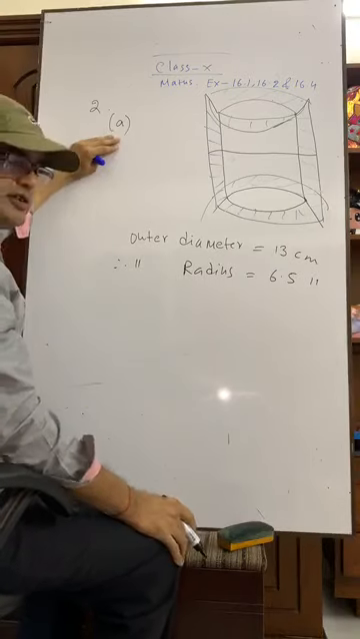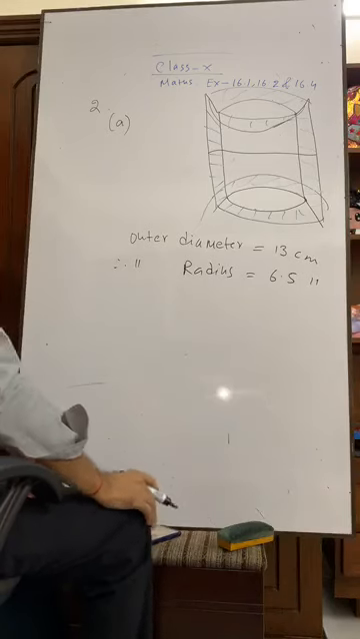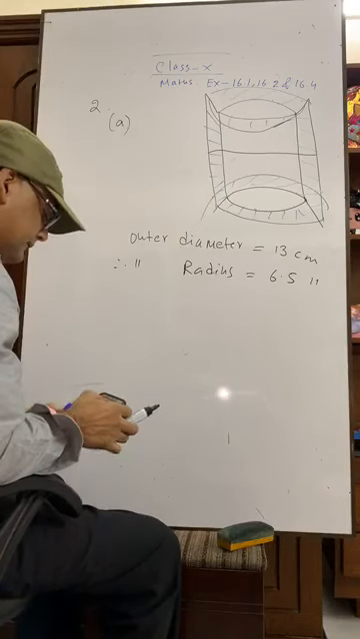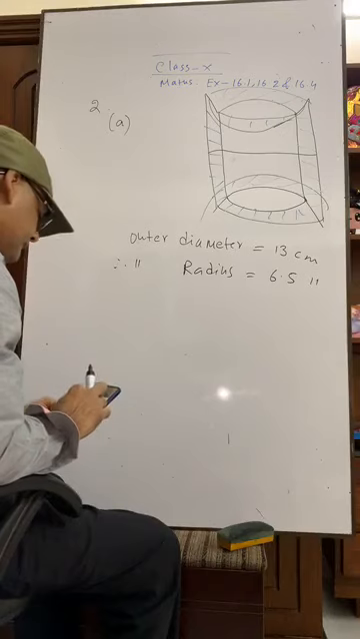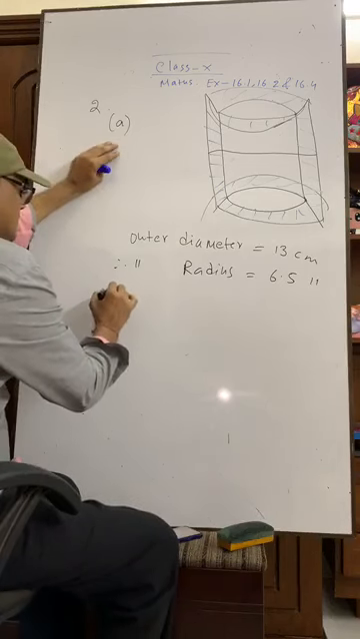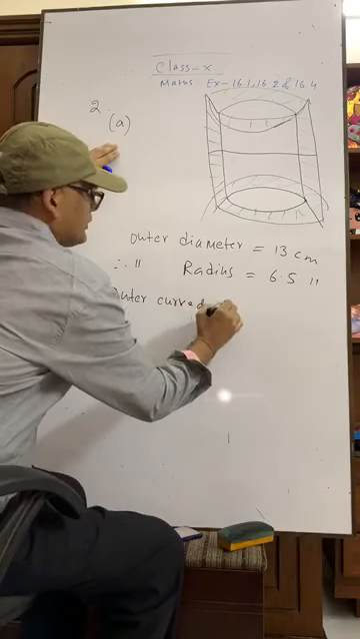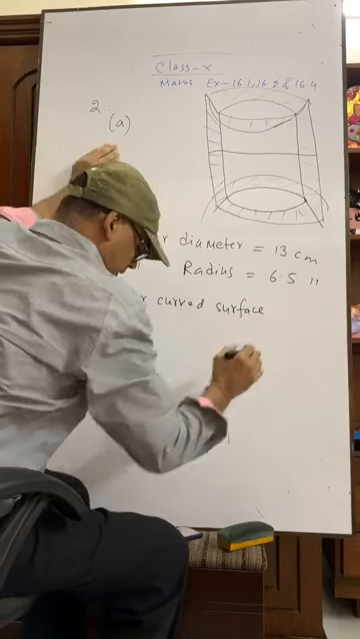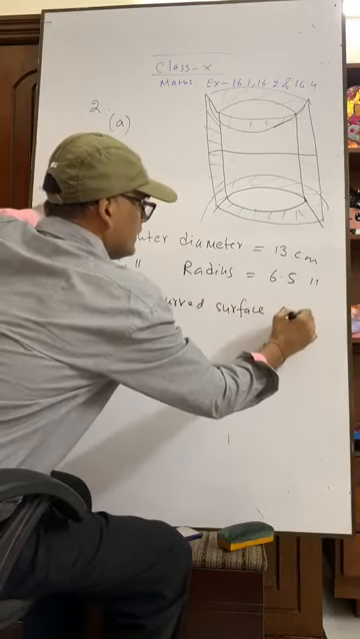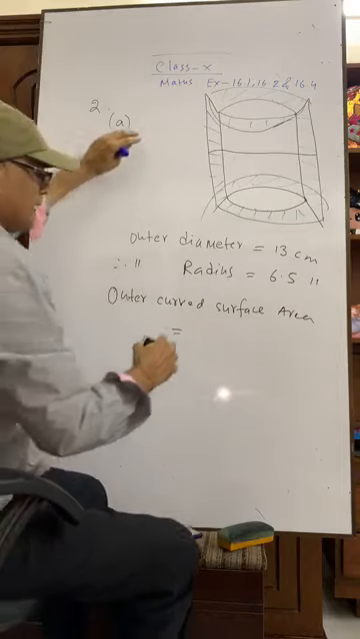You have to find this curved surface area. I have to see what is to find. Outer curved surface area equals to what? What is the formula? Curved surface area, that is 2 pi RH.